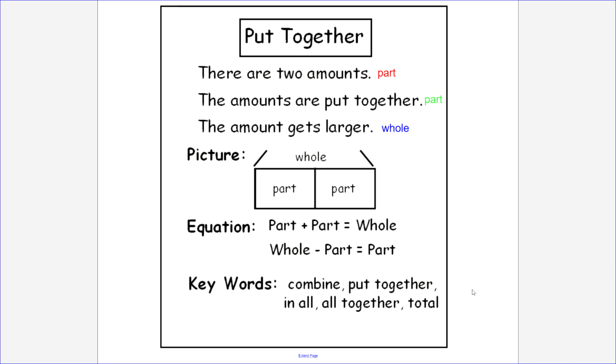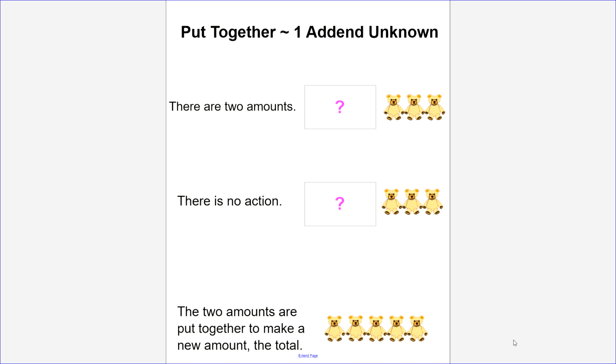You already know from our target today that we're going to be solving put-together problems with a missing part. So today, we will subtract, whole minus part equals part, to solve the story problems. Some key words that you will see in put-together problems that help you know that they're put-together problems are words like combine, put together, all together, or total. Today we're going to be solving put-together problems that have a missing part. One of the amounts will be unknown in the problems we're solving today.